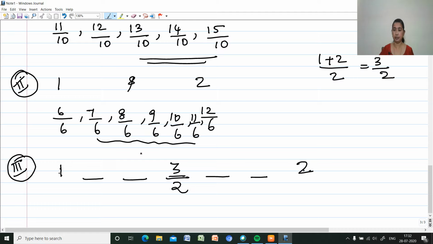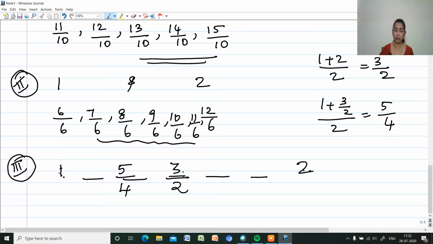Then again, in order to find more rational numbers, I can take 1 and 3 by 2. So I'm adding 1 plus 3 by 2 divided by 2. If you add two numbers and divide by 2, you will get a rational number between those two numbers. So 1 plus 3 by 2, we can write this as 3 plus 2, that is 5 by 4. Again, that will be between 1 and 3 by 2.